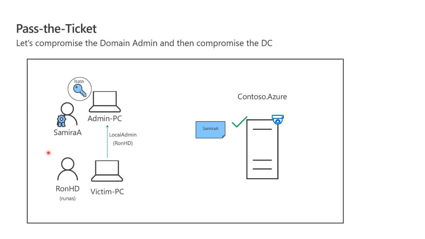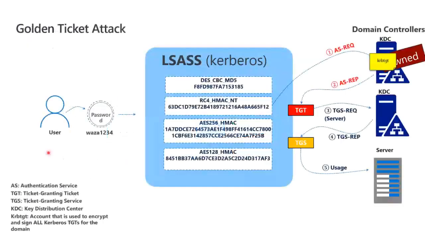So with the pass the ticket, what we actually do here is lateral movement and impersonation, because Ron did not have enough permissions to access the DC, but he used Samira's ticket to do so. Now the DC is pwned by Ron, and let's understand what is the meaning of having a pwned DC in the domain.